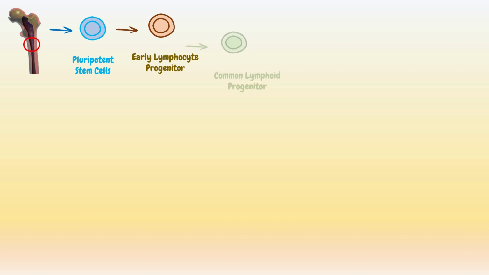Inside the bone marrow, there are stem cells. These are called pluripotent stem cells. In the production of lymphocytes, some of the pluripotent stem cells become early lymphocyte progenitor and then lymphopoietic stem cells, which are also called common lymphoid progenitors. To become B cell, it differentiates into immature B cell in bone marrow.